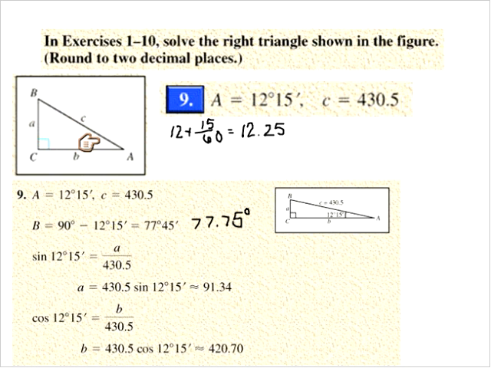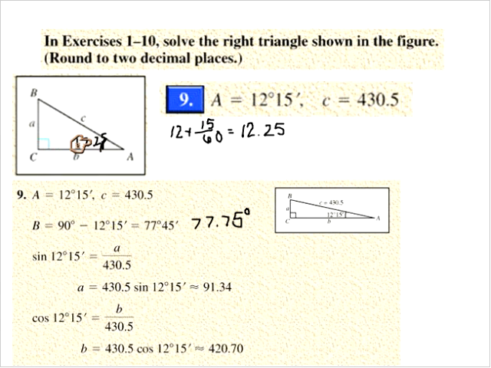I know that c is 430.5. So what I'm going to do then to find side a is use sine, because I know that this angle is 12.25. So sine of 12.25 equals a over 430.5. To solve for a, I multiply by 430.5 on both sides and type this into my calculator to get approximately 91.34. And then the same process can be used to find side b.